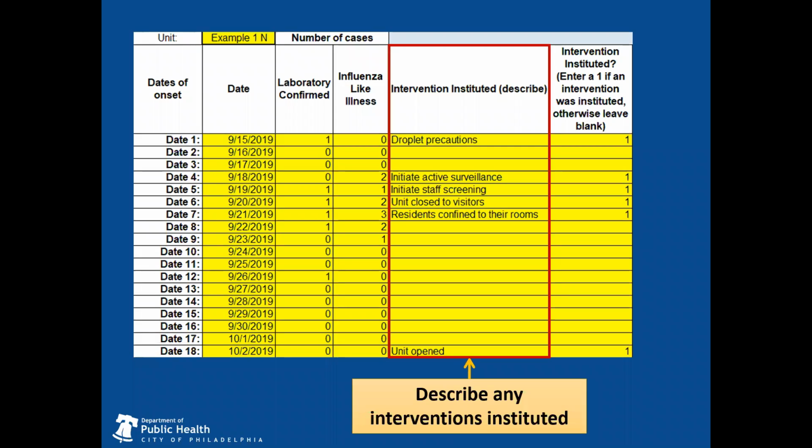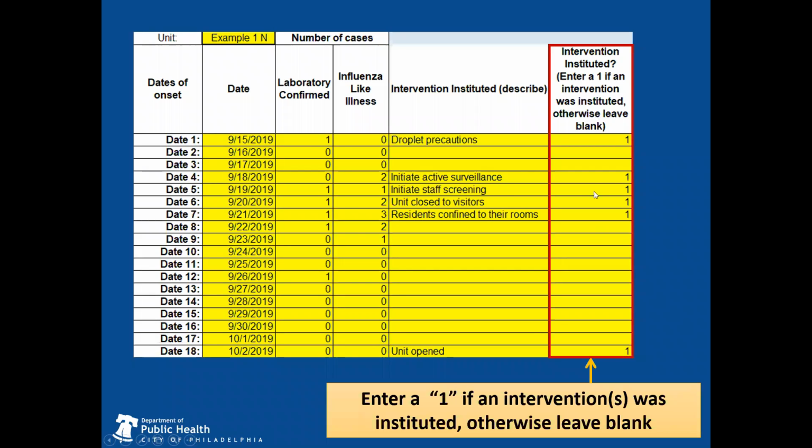And then you can describe any intervention instituted on the day that it was instituted. And if you institute it, for example, on day 4, you instituted initiating active surveillance, you're going to enter a 1. So you're just going to enter a 1 if an intervention was instituted. Otherwise, you leave it blank. So that's all you have to do for this column. Anytime that we instituted an intervention, you will enter a 1.